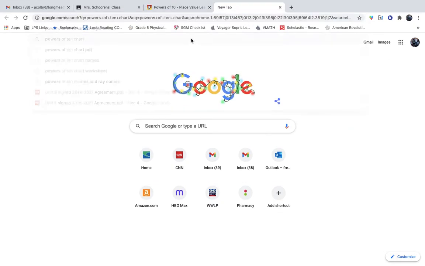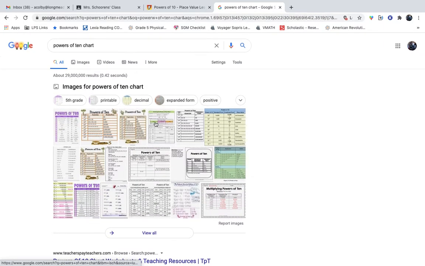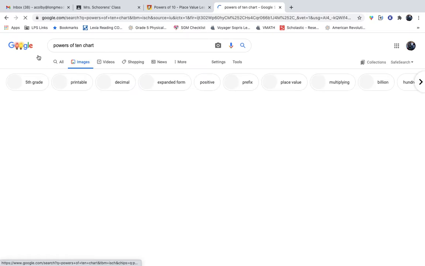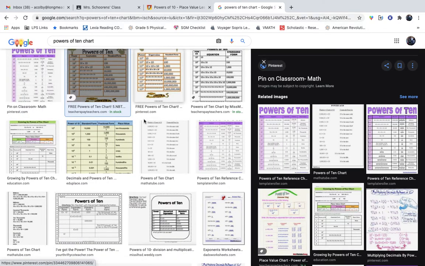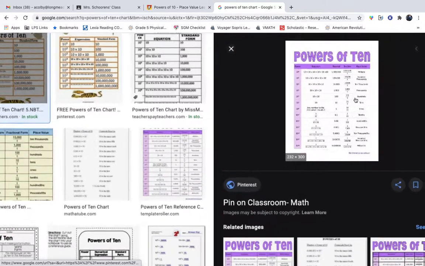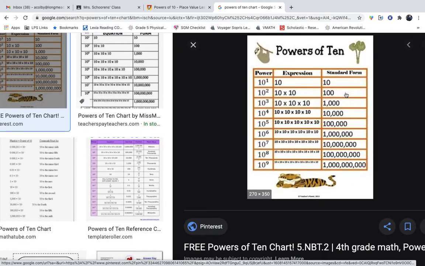Here we go, powers of 10 chart. I know I have it saved somewhere in my drive, but nope, that's not the one. This is the one I want. Where'd it go? Here we go. So this shows me powers of 10, and I'll put this on my Google Classroom too under extras or materials.